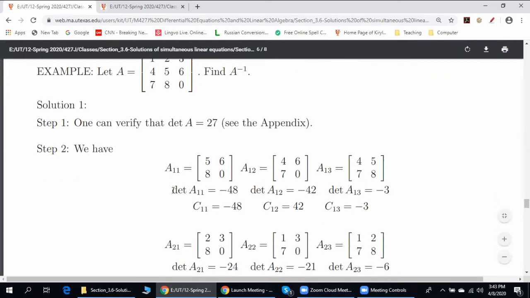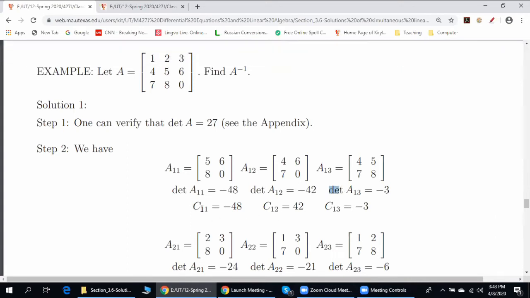Next step, we find the determinant of each matrix. So now the process is much longer. Lastly, in order to find C's, we multiply these numbers by alternating signs, starting from plus. -48 times +1, same number, -48. 42 times -1 is... -42 times -1 is +42. -3 times +1 is again the same, -3.